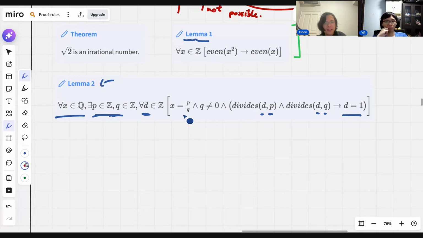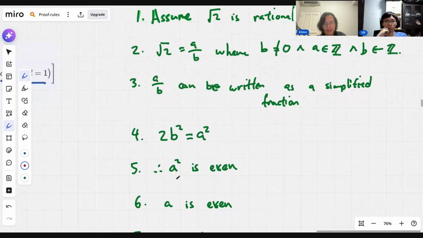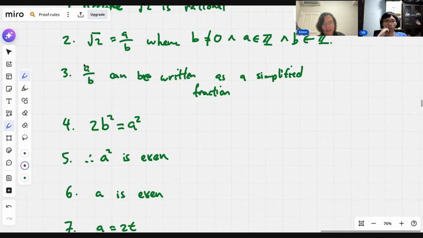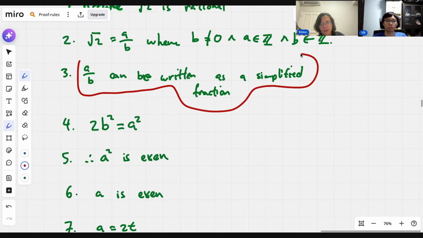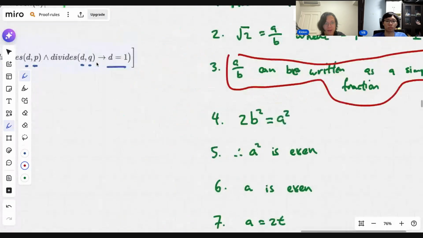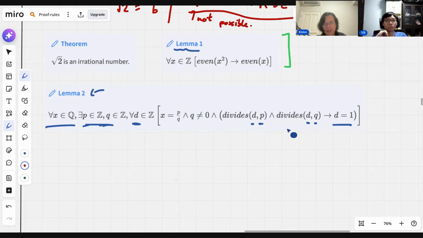In particular, we are just saying that a rational number can be written as a simplified fraction. This is the mathematical way to write it down. Does this make sense? Reading this back in English, it's just saying that for any rational number, there is a way to write it in simplified fraction form. So p and q is your simplified fraction. How do you argue that it's simplified? You argue it's simplified by saying, go through any integer. If any integer divides both of them, the only possible integer that divides both of them is 1.